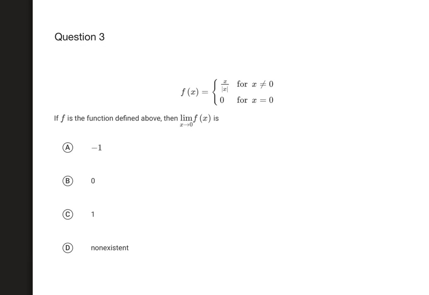Okay, they say if f is a function defined above, then limit as x approaches 0 of f of x is what? Okay. So remember when you have a piecewise function and you have a certain function defined for all values of x except a number, and then defined as something else when x equals that number. So basically, f of x is this function for all values of x except for one value. So f of x is basically just that. So let's graph that.